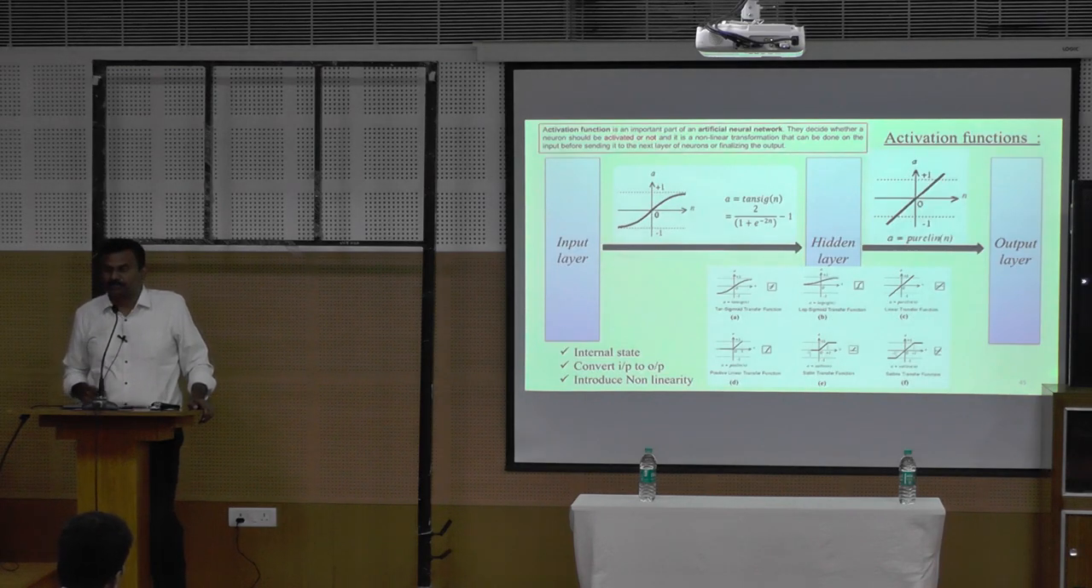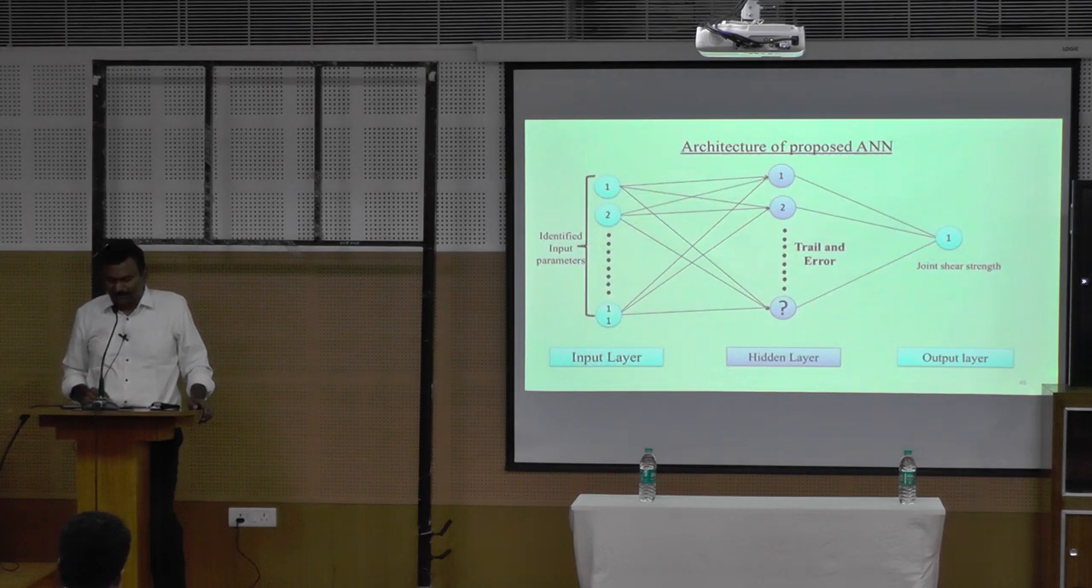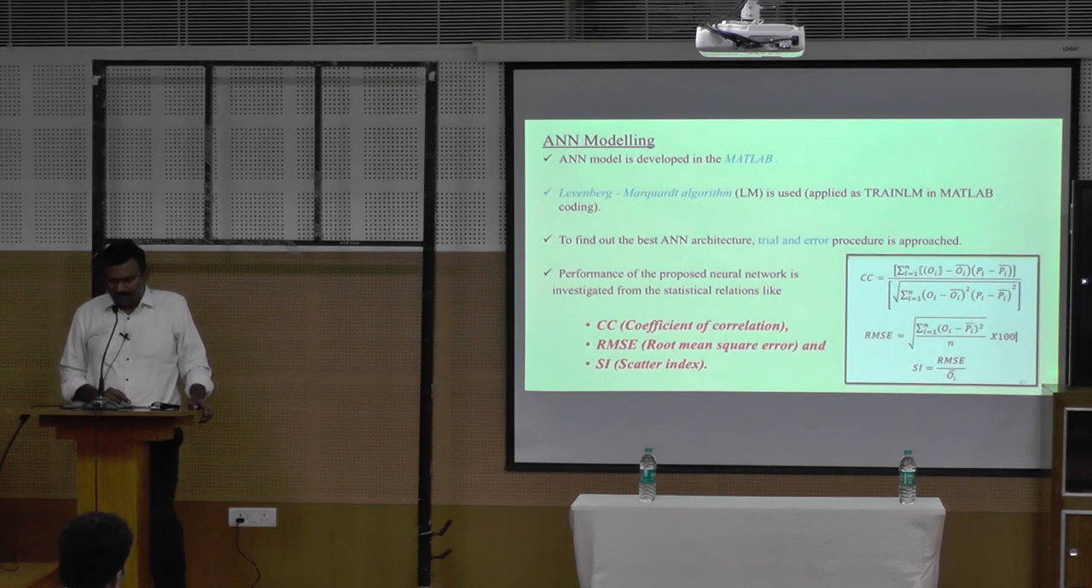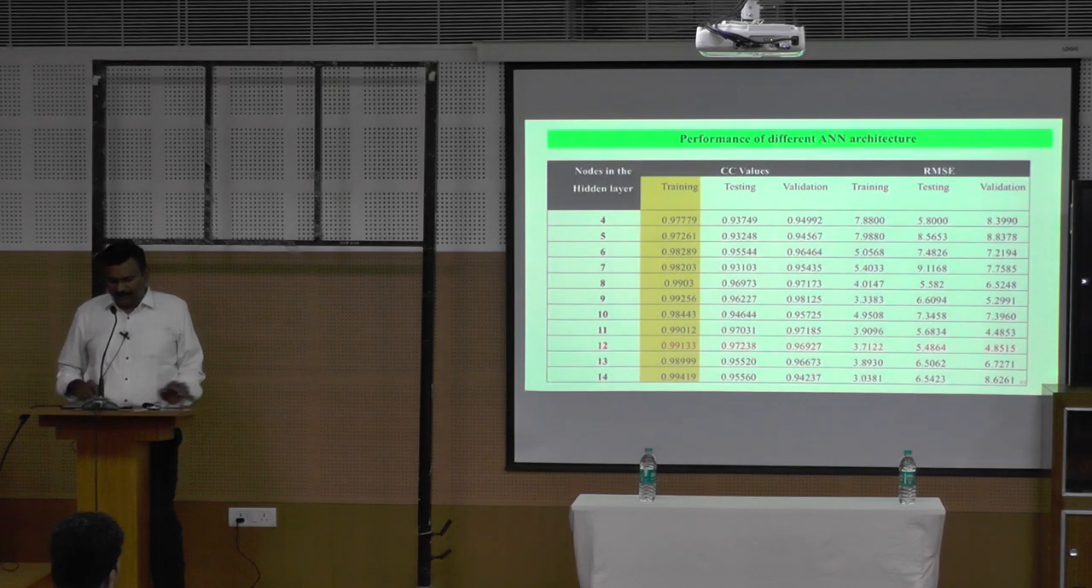I explained a lot about the activation function, what is the need of the activation function and all. This is the proposed architecture plan. These are ANN modeling, then coefficient of correlation, root mean square error, is correct? Then scatter index. So these three only I took. Apart from that, we have n number of statistical models to identify the acceptance and rejection quality. It's available, you can explore, there is no limit, I am open for all. So from this I can get the different values.